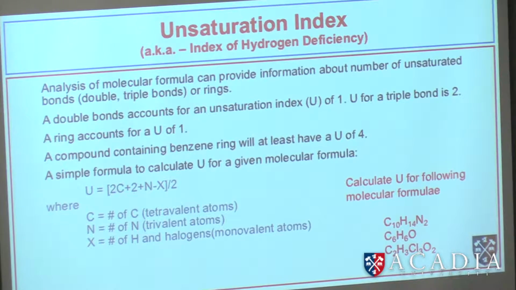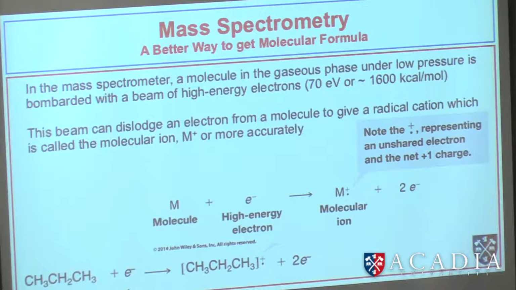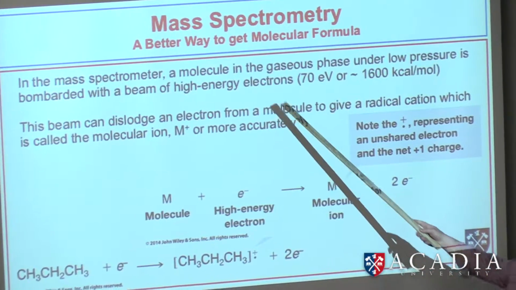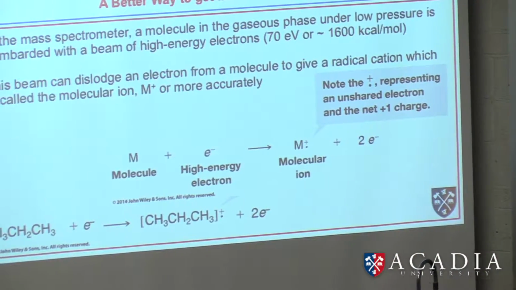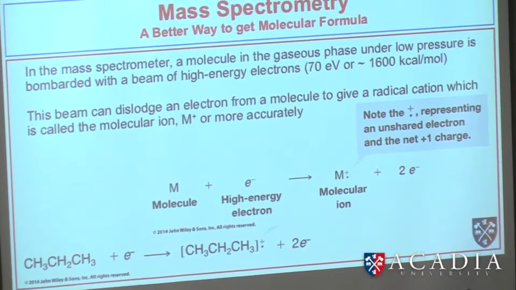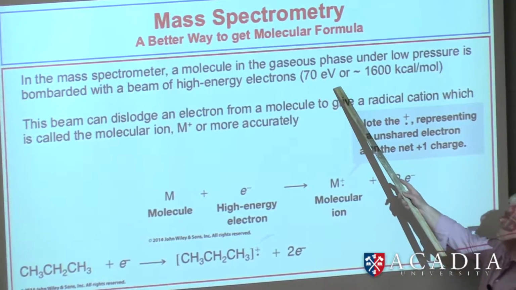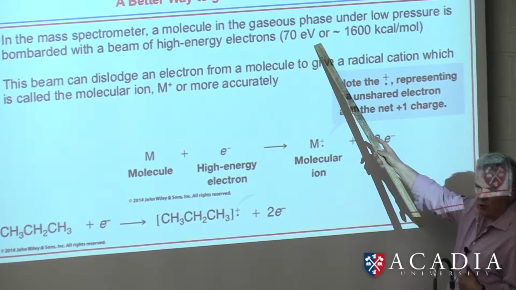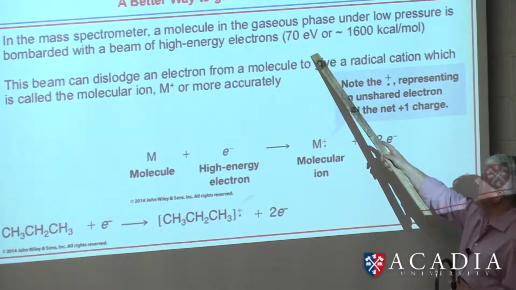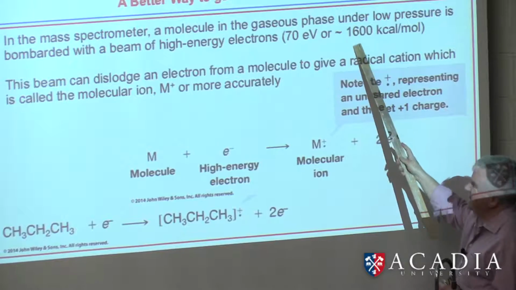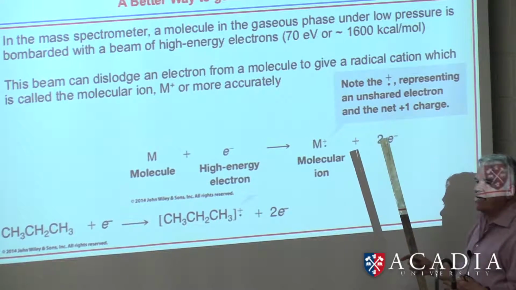Another way of getting a molecular mass for a compound is something called mass spectrometry. Have you guys been exposed to mass spectrometry? Maybe a little bit. So we're not going to go into this in great detail. But in a mass spectrometer, we take a molecule, we put it under very, very low pressure so that it goes into the gas phase quite easily, and then we bombard it with high-energy electrons, 70 electron volts or so, somewhere around there. That's a lot of energy, 1,600 kcal per mole. If we had a mole of electrons, that's the value. Notice that's enough energy to start breaking bonds and everything.